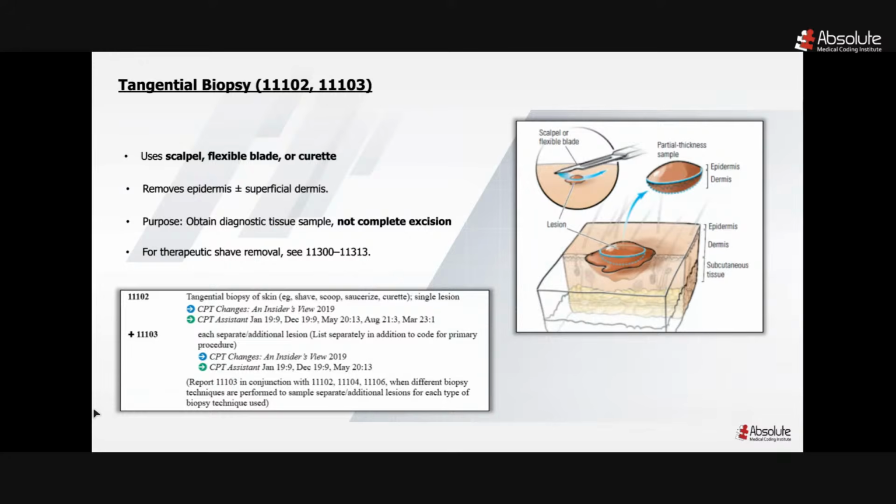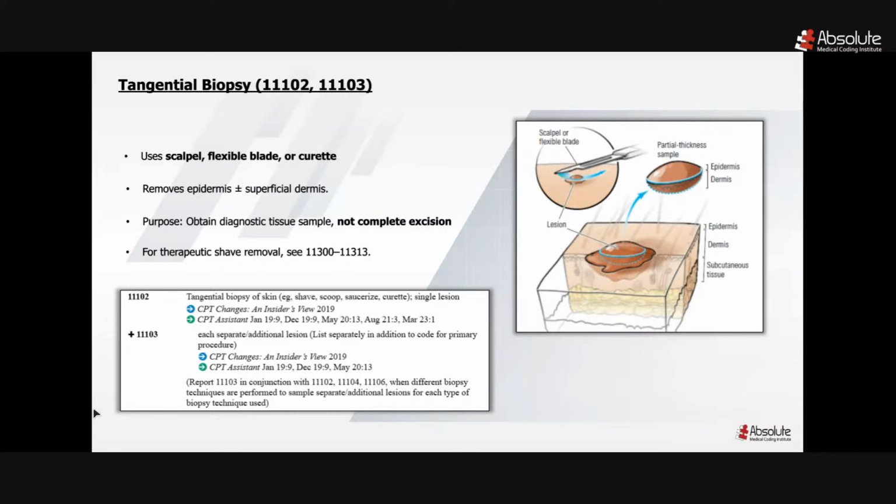The CPT codes used are 11102 and 11103. This biopsy procedure uses a scalpel, flexible blade, or curette to remove the tissue. It removes the epidermis, sometimes a portion of the superficial dermis, but not a full thickness lesion. The key here is it is a diagnostic procedure and not a therapeutic procedure. We are taking just enough tissue to figure out what's going on under a microscope and not to remove the whole lesion.